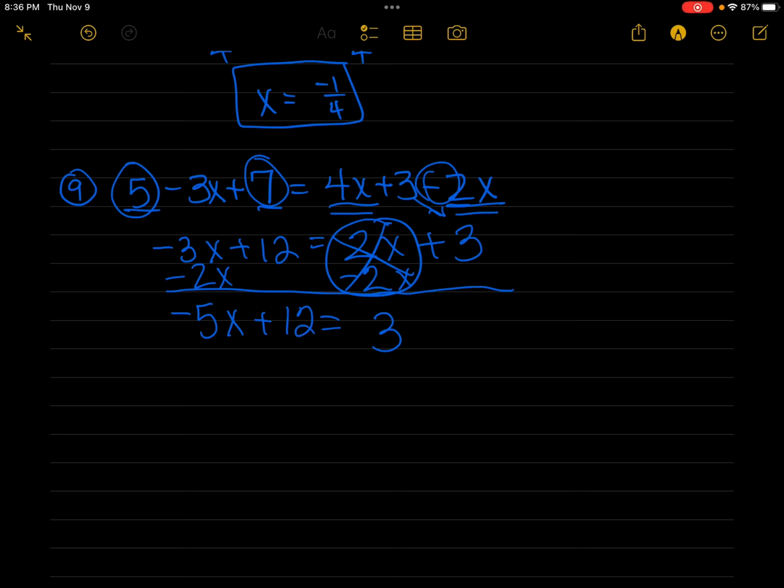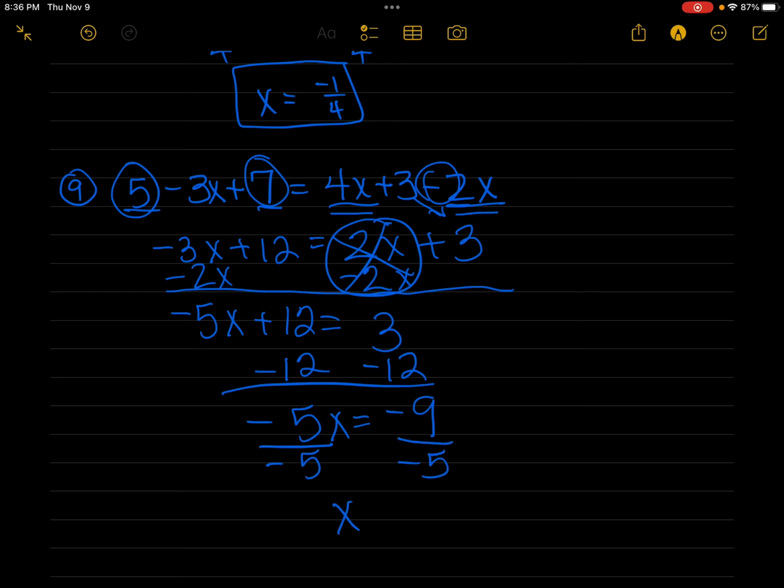And now it's a regular two-step equation. So I need to minus 12 on both sides. That gives me negative 5x equals negative 9. Then I need to divide by negative 5. I have a negative and a negative, so that makes a positive 9/5. So that's how you would do number 9. I'm showing you number 9, but that's how you would do number 8.